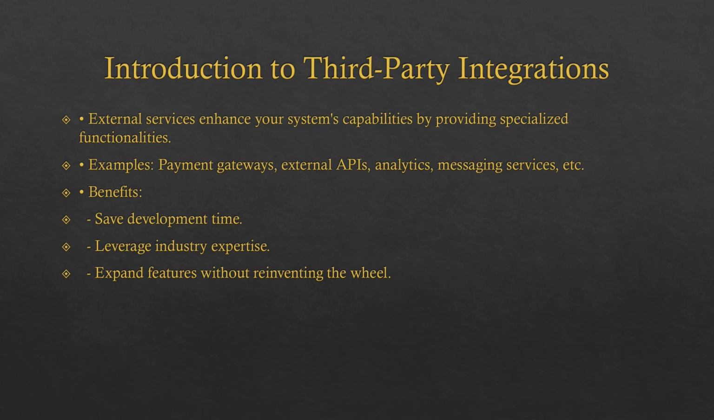External services significantly enhance the capabilities of our system by providing specialized functionalities that would otherwise require substantial development effort. Common examples include payment gateways like PayPal or Stripe, external APIs such as weather or social media APIs, and services like messaging or authentication providers. By using third party services, we save time, leverage industry expertise, and expand our system's features without reinventing the wheel.